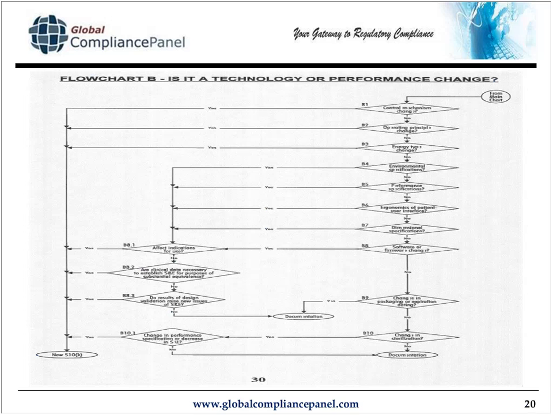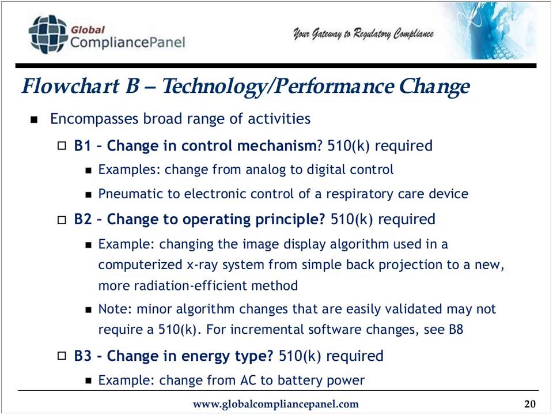Flowchart B is talking about the operation of the device itself, technologically or performance-wise. So B1, 2, and 3, as you can see here, ask different questions, but they have the same determinations. Are you changing either a control mechanism, an operating principle, or an energy type?